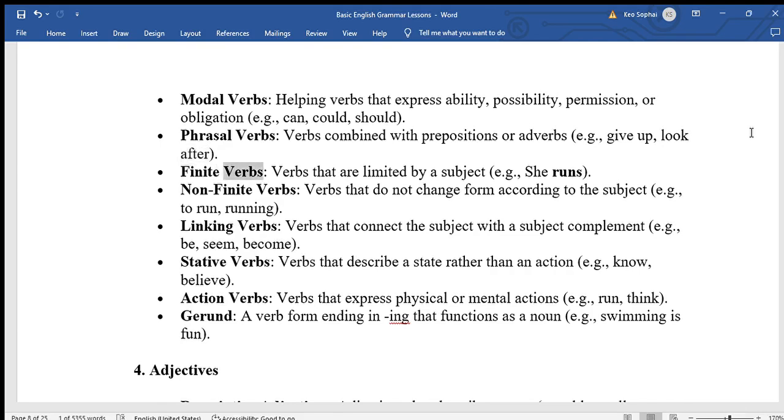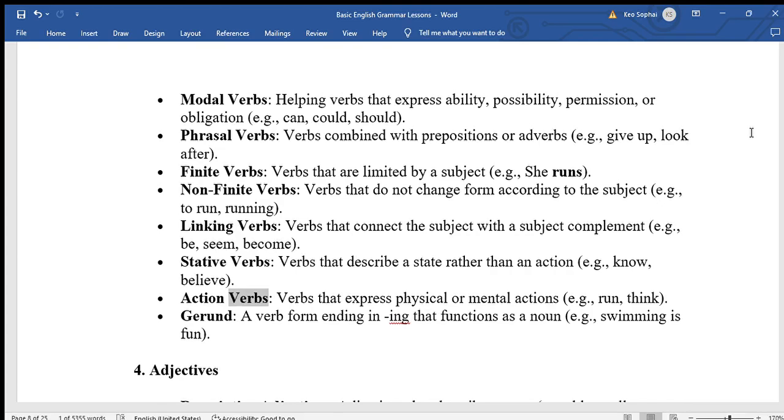Finite verbs, verbs that are limited by a subject, example she runs. Non-finite verbs, verbs that do not change form according to the subject, example to run, running. Linking verbs, verbs that connect the subject with a subject complement, example be, seem, become. Stative verbs, verbs that describe a state rather than an action, example know, believe.